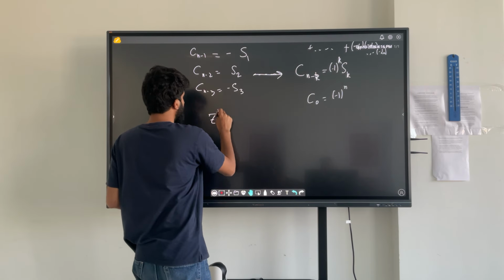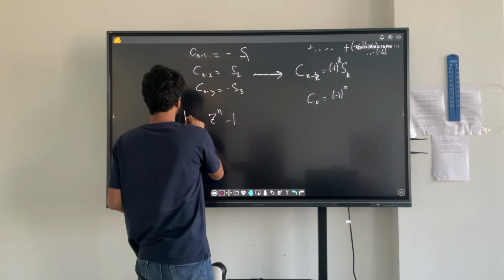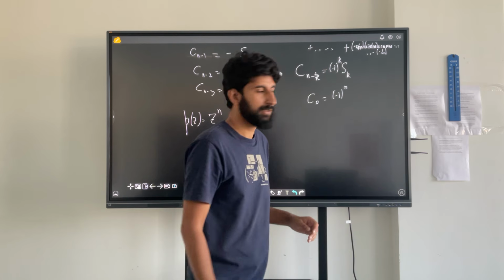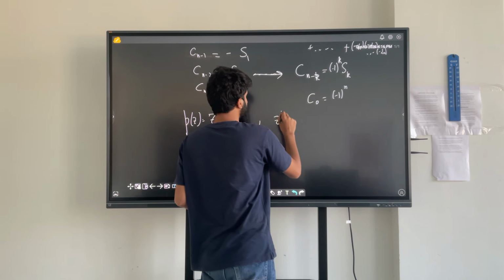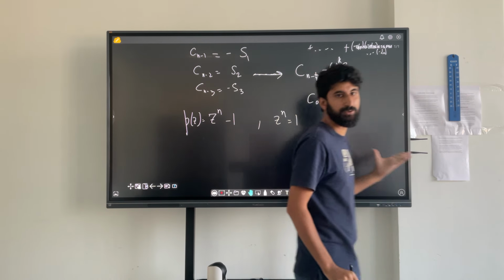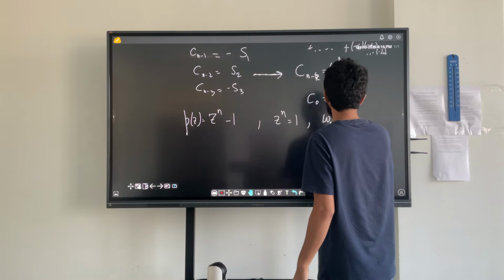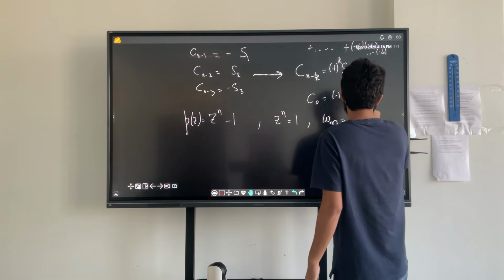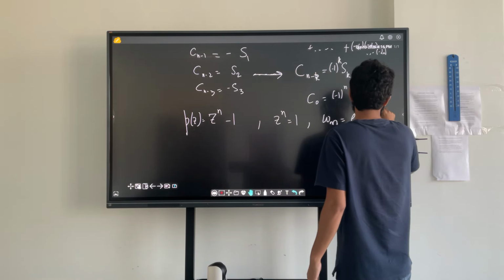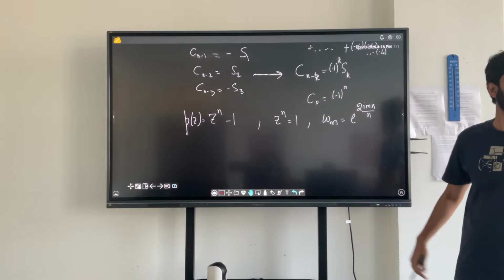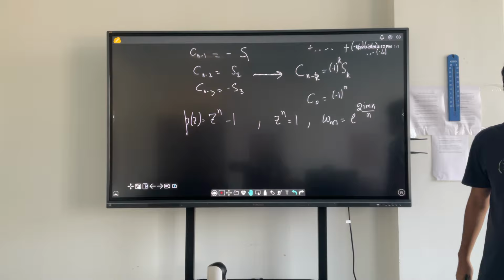Z to the power n minus 1. Remember we found its zeros: where z to the power n equals 1, the nth roots of unity. What were they? They were omega m, where omega m was e to the power 2 i m pi by n. Does this make sense?